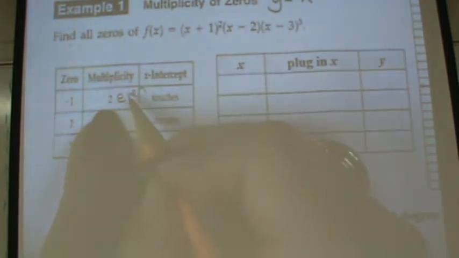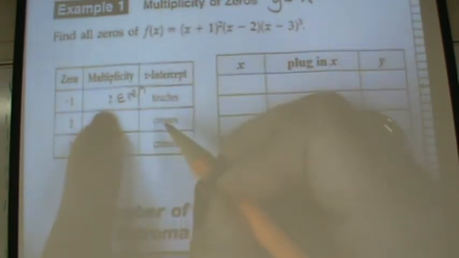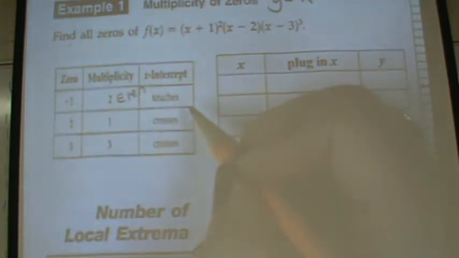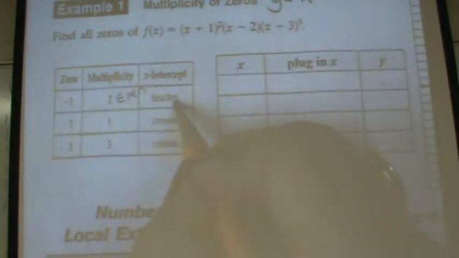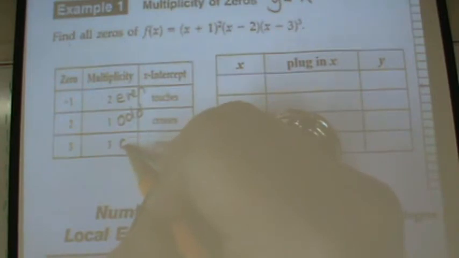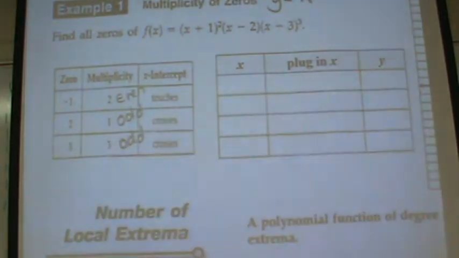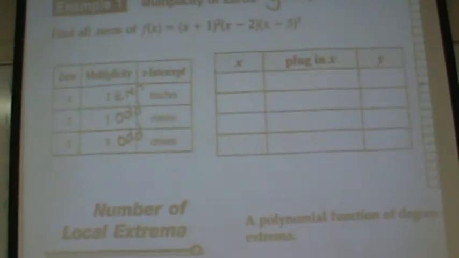If the degree of each 0 is odd or even, it will tell you whether the graph is going to touch at that 0 or cross through it. So if the degree is even, it's going to touch at it and bounce right off of it. If it's odd, like this one and this one, these are both odd, it's going to cross right through it. Do you remember doing this last year? Even, touches, odd, crosses. Okay?